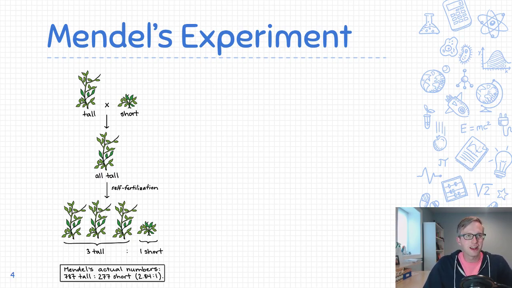So the guy's looking at over 1,000 pea plants, which is, again, pretty incredible. You've got to put yourself in the time frame of this. But what he found was that you get this 3-to-1 ratio, 3 tall for every 1 short coming out.